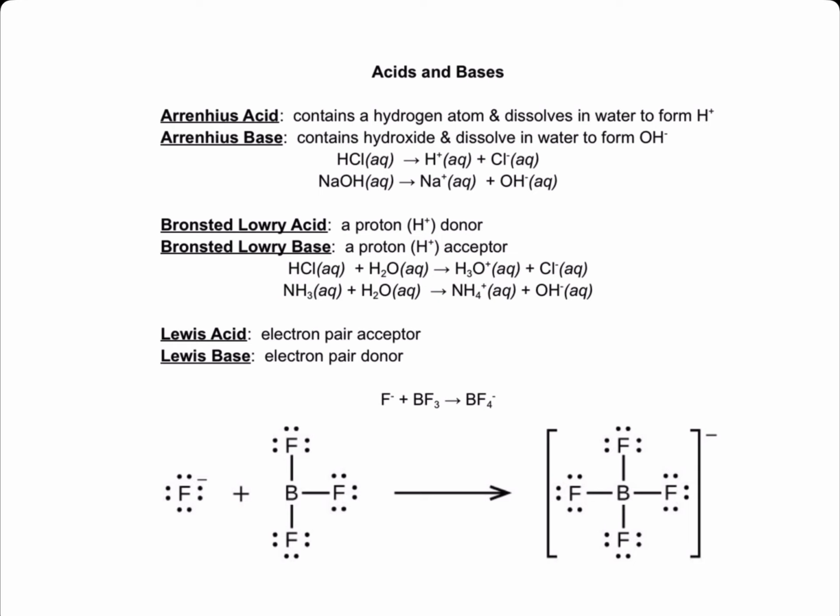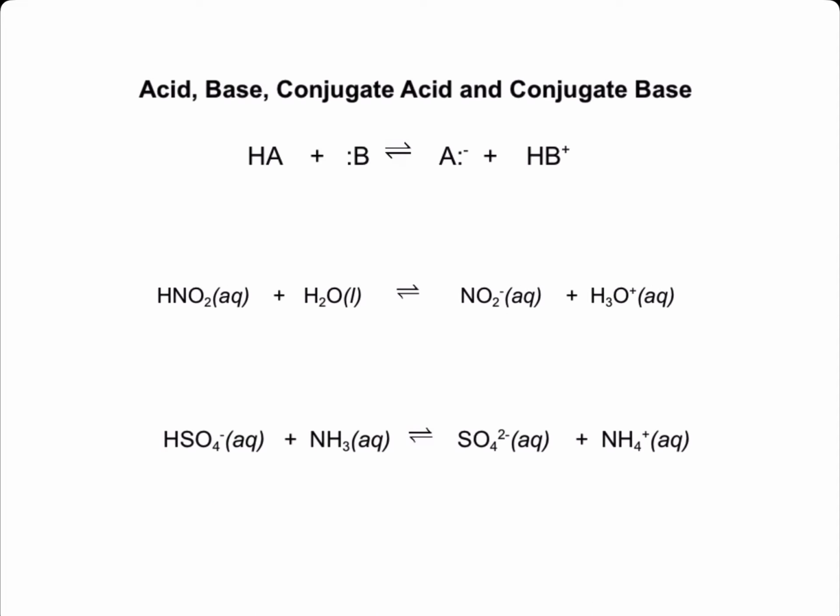And F- has a lone pair of electrons. So these lone pairs will bond with boron. Since F- is going to give up a lone pair, this is considered a Lewis base. And BF3 is accepting the electrons, so this is called a Lewis acid. Let's take a look at an example.